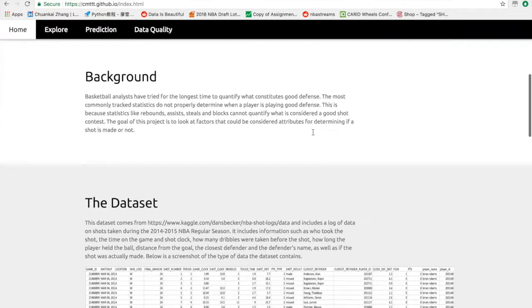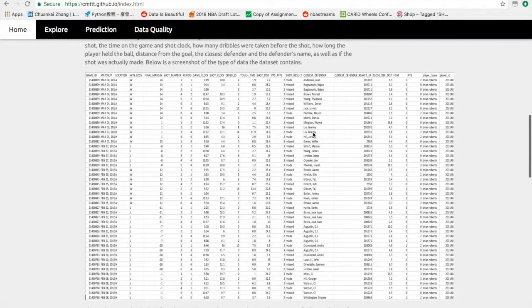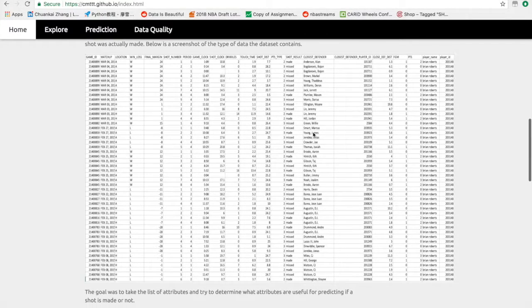It has 21 separate attributes, including a few quantitative ones, like time on the shot clock, how many dribbles were taken, how long the player held the ball, distance from the goal, as well as the closest defender and the defender's name. It contains roughly 128,000 rows of data, of which we use roughly 122,000 after filtering out for null values.